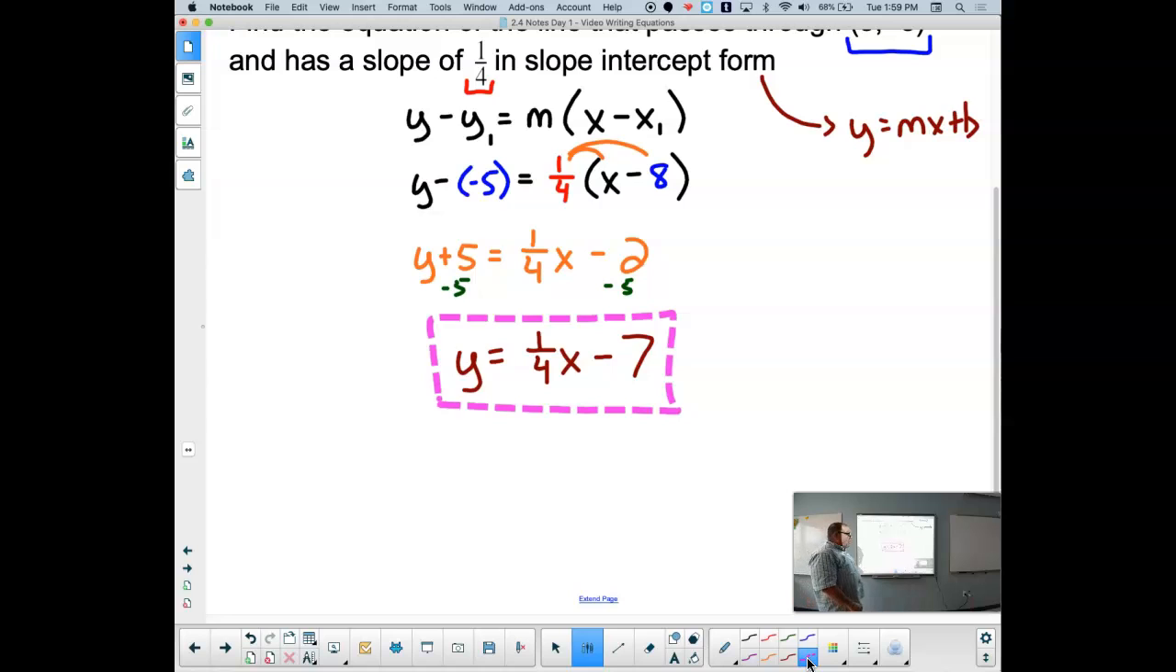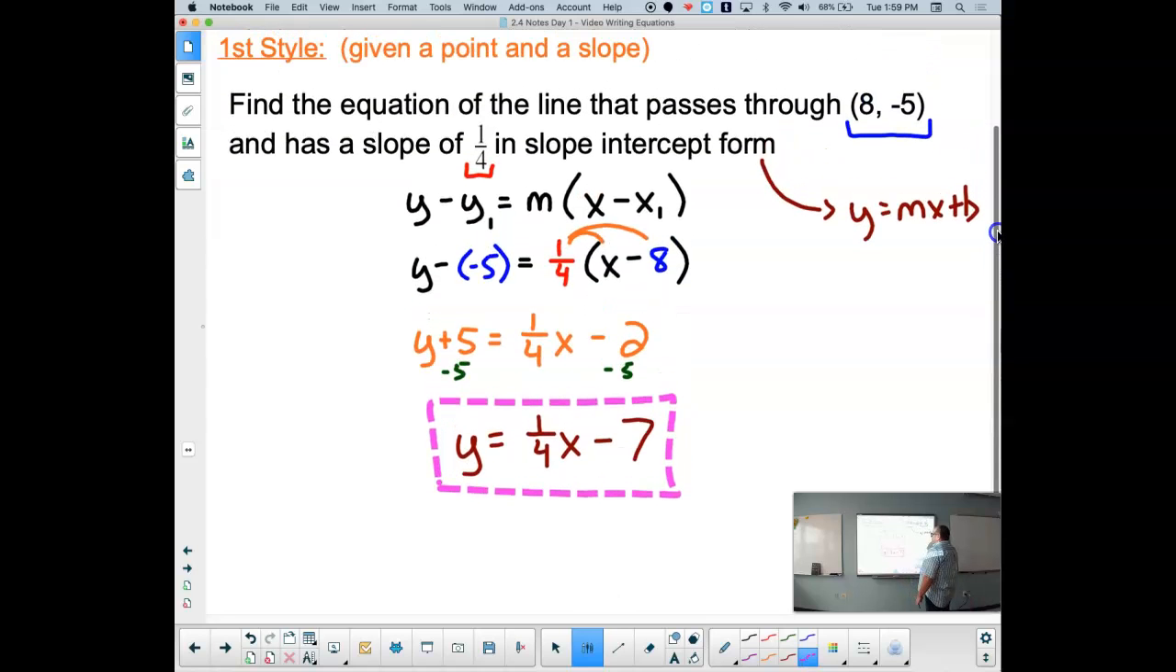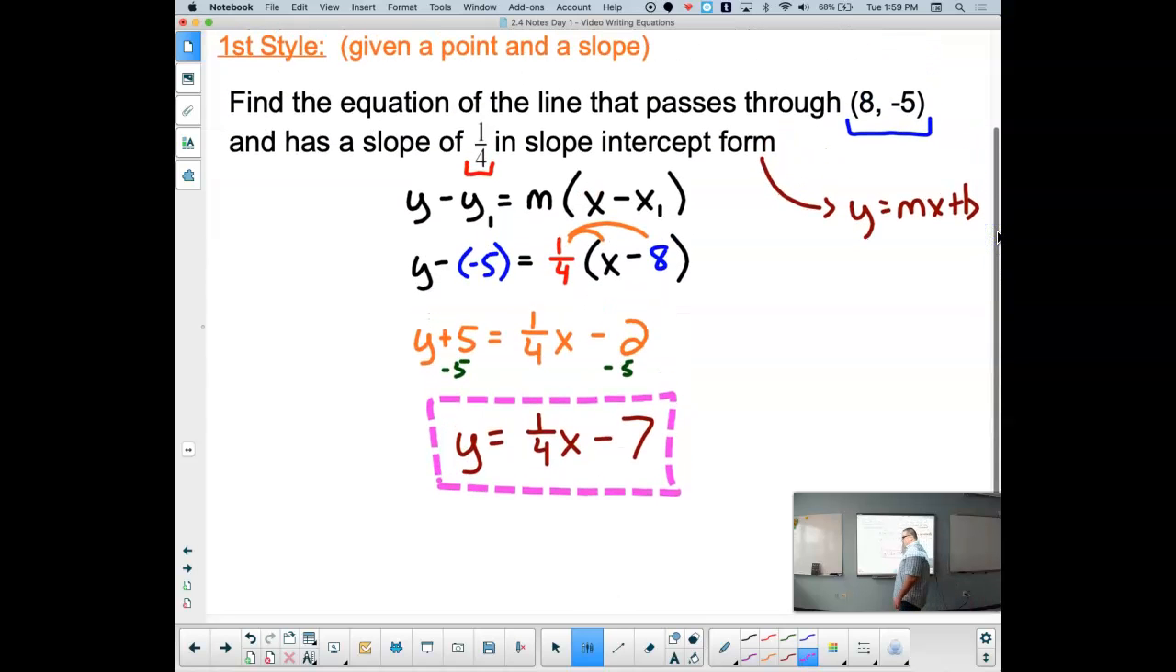So first off, use what you have in the point slope form. Then from there, put it in whichever form you want it. Okay? If this were standard form, we'd have to get rid of the fraction of 1/4, multiply everything by 4, move the x to the same side as the y, and go from there. Okay?